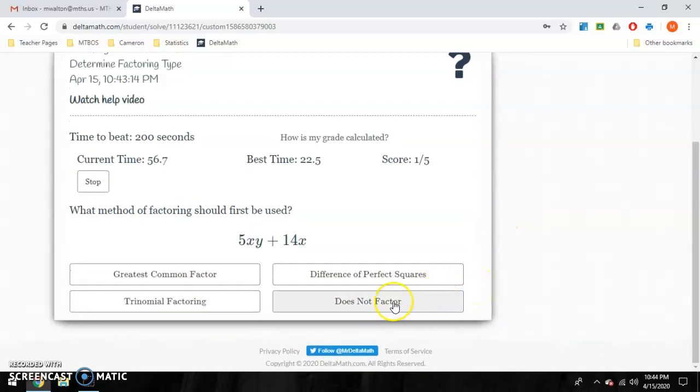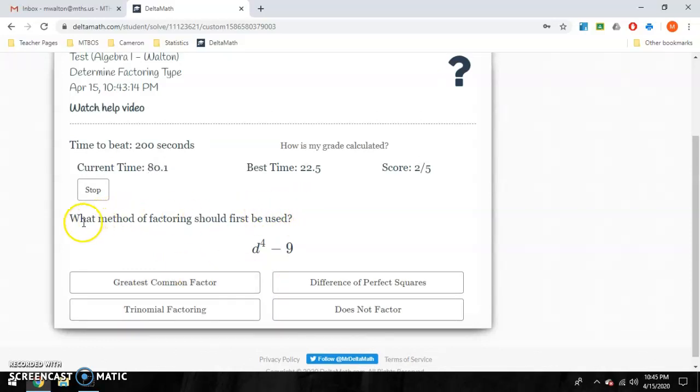All right, let's look at the next one. We have 5xy plus 14x. Let's go through. First off, does this have a greatest common factor? Well, yeah, let's look. This one has an x in this term and an x in this term. X and x, so my first step would be to do a greatest common factor.